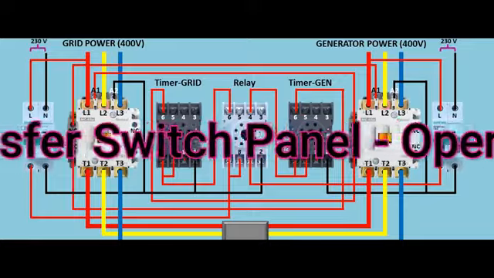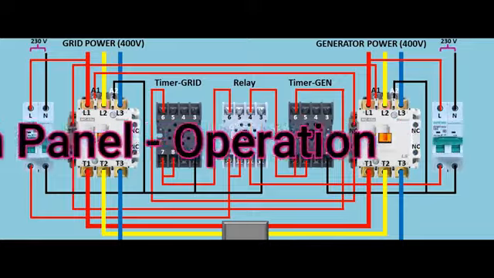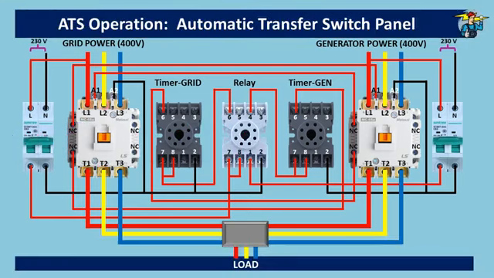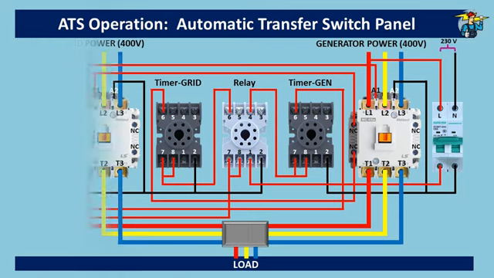Good day to everyone. Today we will see how standby generator power connects to the load automatically when grid power is interrupted. The automatic transfer switch panel can be arranged several ways according to the requirements, but here we go for the basics to understand how it works, and then you are free to modify it according to your special needs.